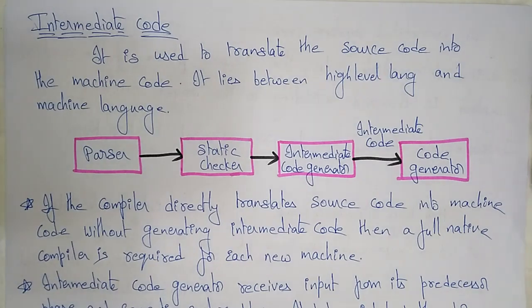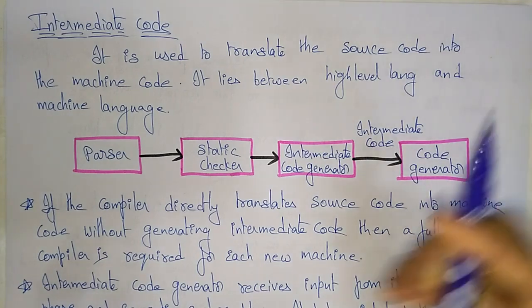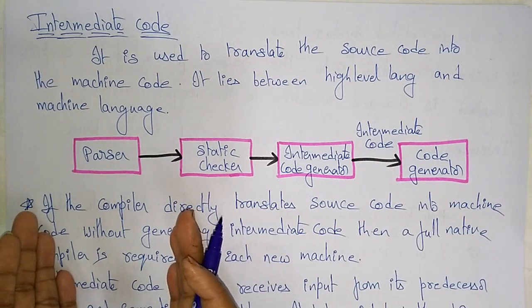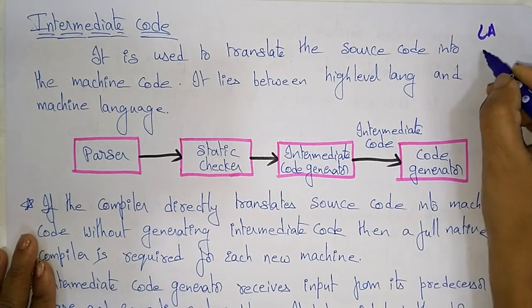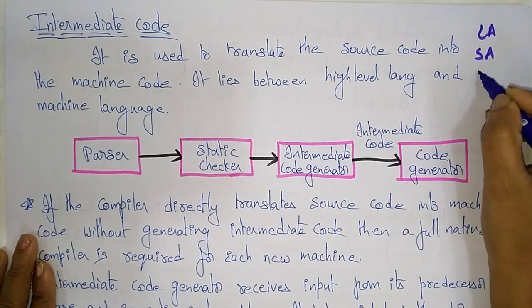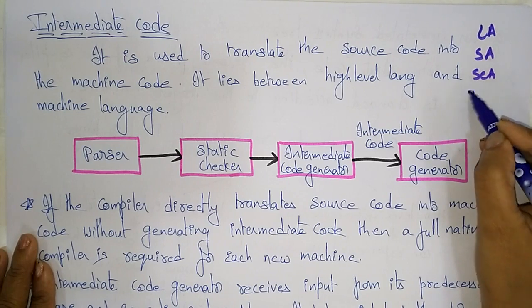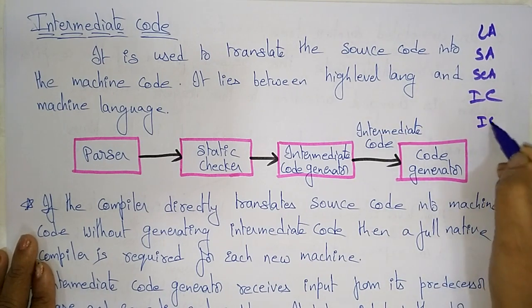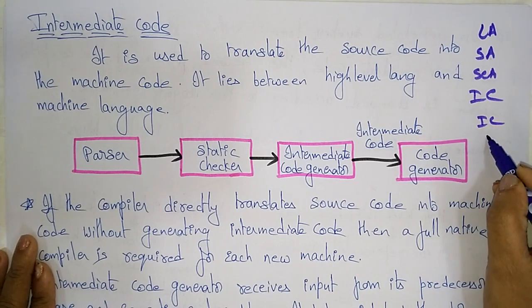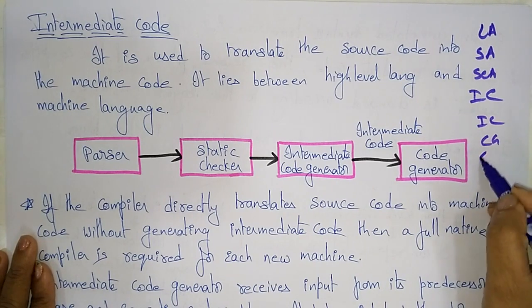Hi students, welcome back. Coming to the next topic, that is the intermediate code. Let's see what is this intermediate code. You already know at what stage this intermediate code will be there. In the compiler, first you are having the lexical analyzer, next is the syntax analyzer and the semantic analyzer, next is the intermediate code generation. After that, the intermediate code and then code generator, optimizer, everything.